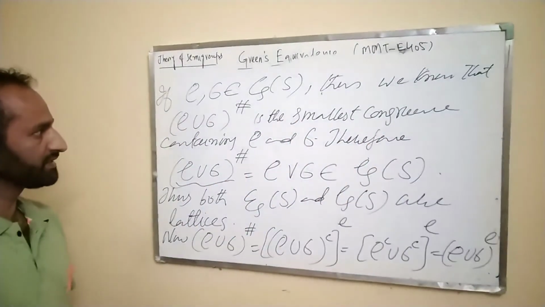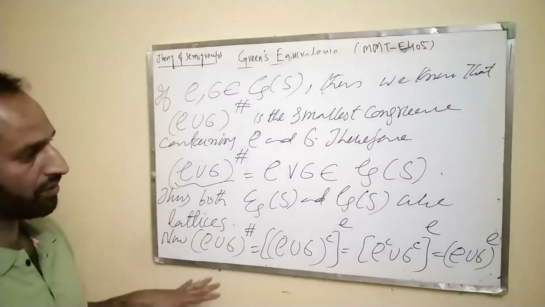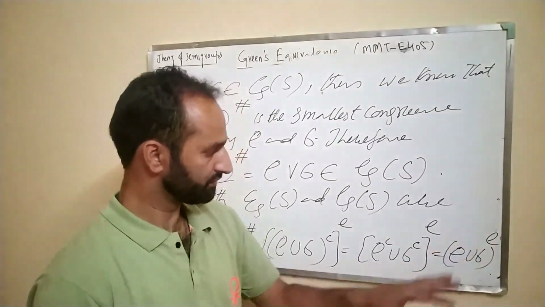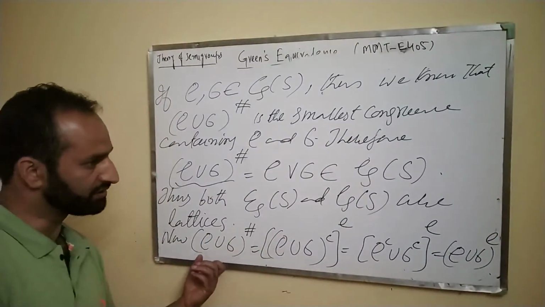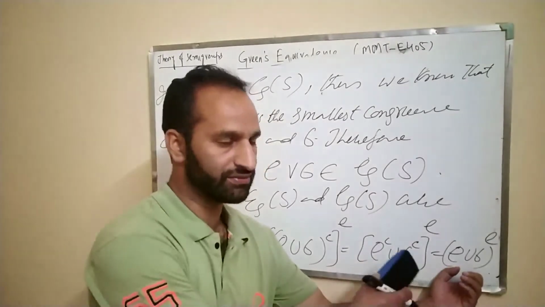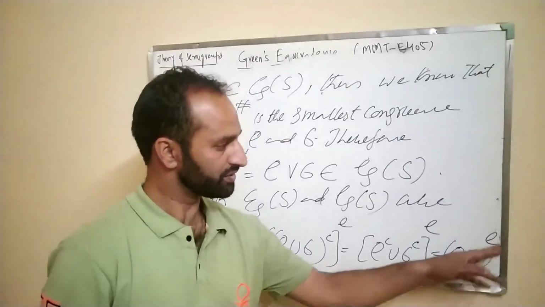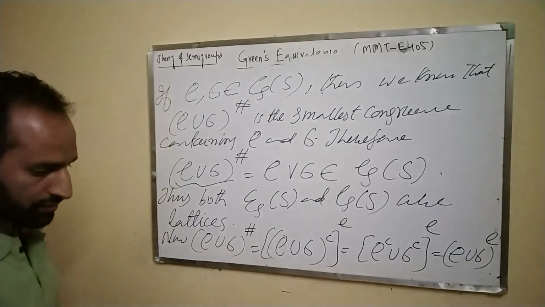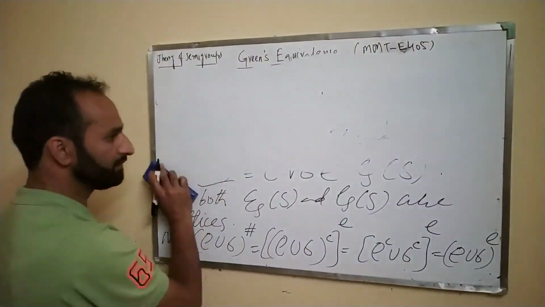So in both the cases, the smallest congruence or smallest equivalence containing rho and sigma is actually rho union sigma E. In case of congruence it was sharp, but we have seen that this is actually the same as in case of the equivalence relations. It's actually union E, rho union sigma E. Okay, now we prove the following theorem.